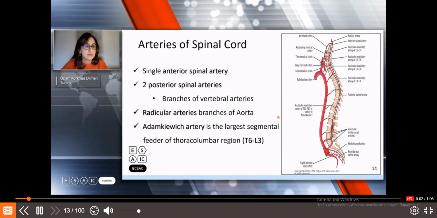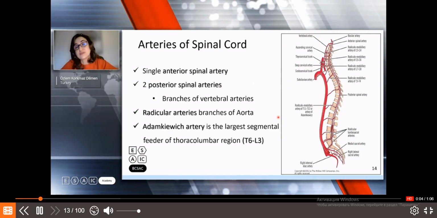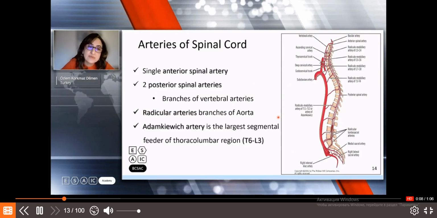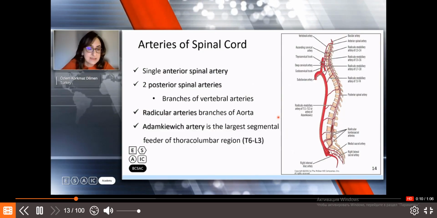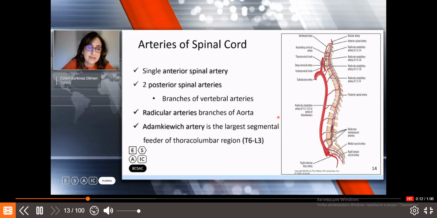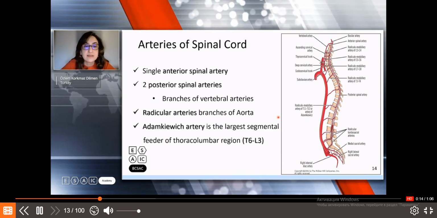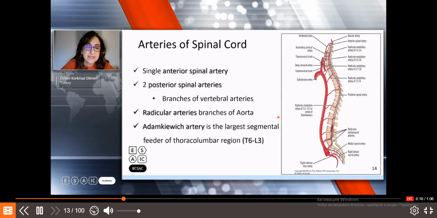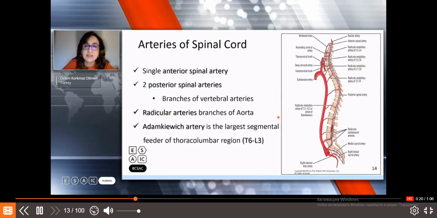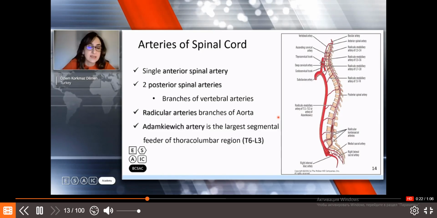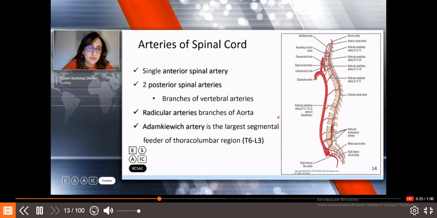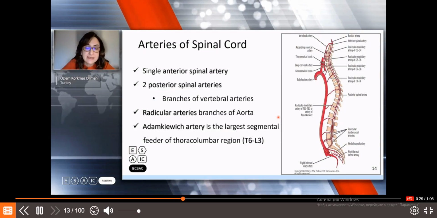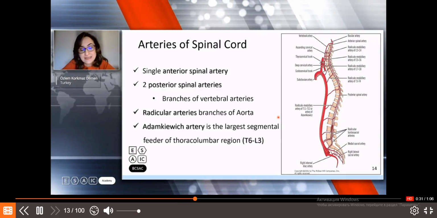Let's look at the circulation of the spinal cord. One anterior and two posterior spinal arteries and the radicular arteries supply the spinal cord. Radicular arteries are branches of the aorta. The Adamkiewicz artery is the largest radicular artery and segmental feeder of the thoracolumbar region. It arises between T6 and L3.